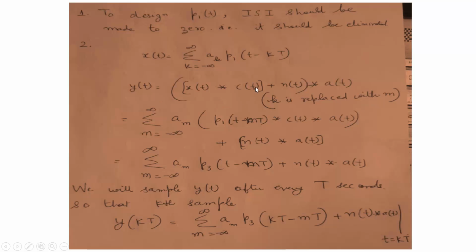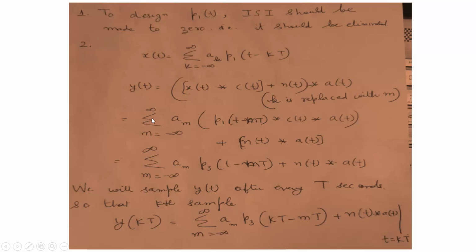So that's what is shown here. Now one modification I'm doing here is that I'm replacing this k with an index m. So the resultant y(t) waveform will be the sum over m from minus infinity to infinity of a_m, so in place of k I'm putting m, p1(t minus mT), convolved with c(t) and convolved with the receiver filter, and this will also get convolved with the noise, right? And p1(t), when it gets convolved with c(t) and the receiver filter, results in p3(t minus mT). So that's the resultant received waveform that we will receive.